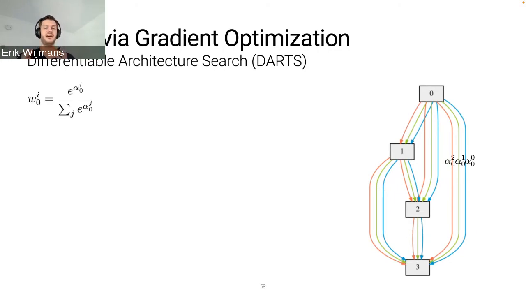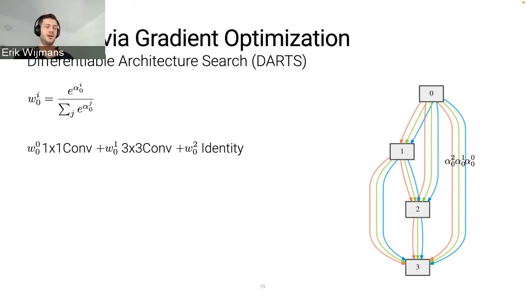Then these alphas are used to decide the connection weight through a softmax. So we'll exponentiate the alphas, divide by the sum of all their exponentiations to get essentially some probability function, some weighting for that. And then the output, what goes into block 3 from block 0, is now the weighted sum of all the different connections here.